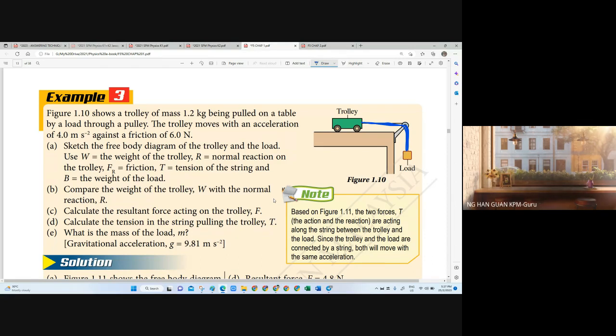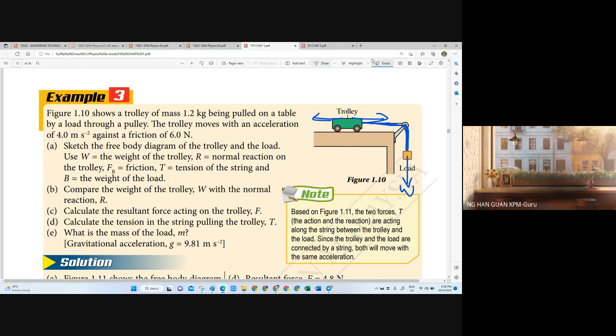Okay. So in this case, you have to remember that all hanging objects will experience the weight as a kind of force acting on the system. The trolley also has weight, right? But the weight of the trolley doesn't affect the calculation because the trolley is moving horizontally. The weight of the trolley acts vertically, so after we resolve it into the horizontal, it goes back to 0. That's why the weight doesn't affect the horizontal motion, right? So this weight we can just ignore.